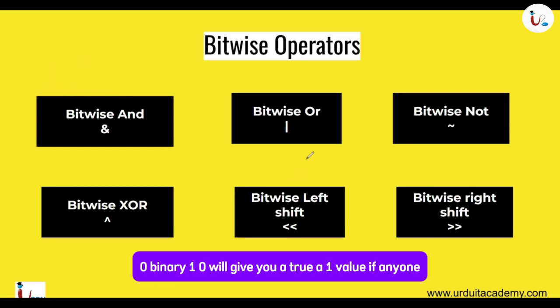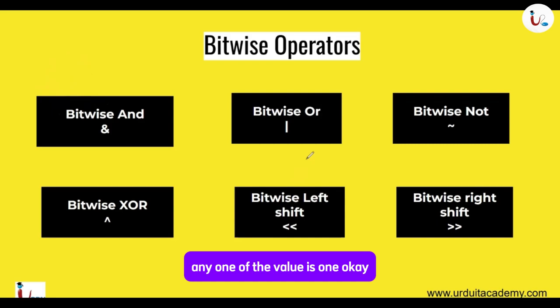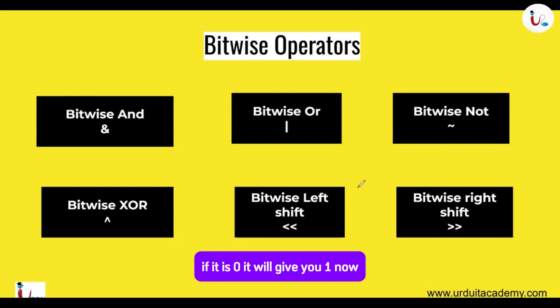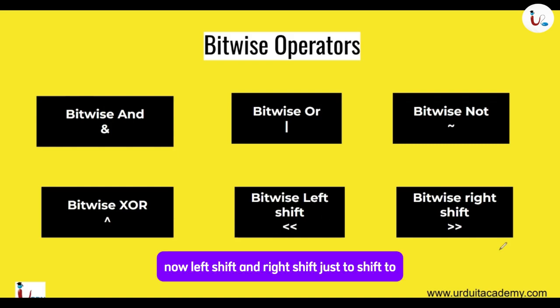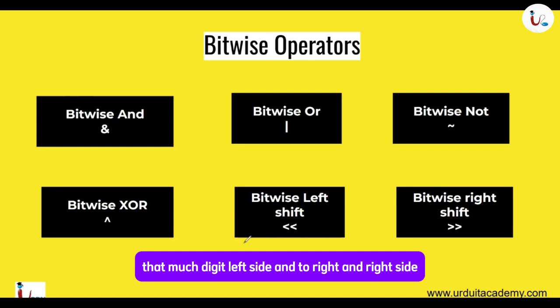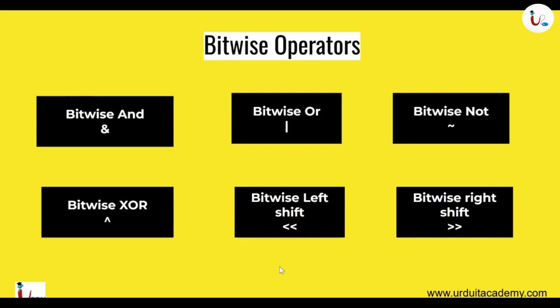Same way, bitwise OR will give you a 1 value if any one of the values is 1. Okay. Bitwise NOT will give you the opposite value. Like if it is 1, it will give you 0. If it is 0, it will give you 1. Now XOR will give you true if the digits are different. Now left shift and right shift just shift by that many digits to the left side and to the right side.